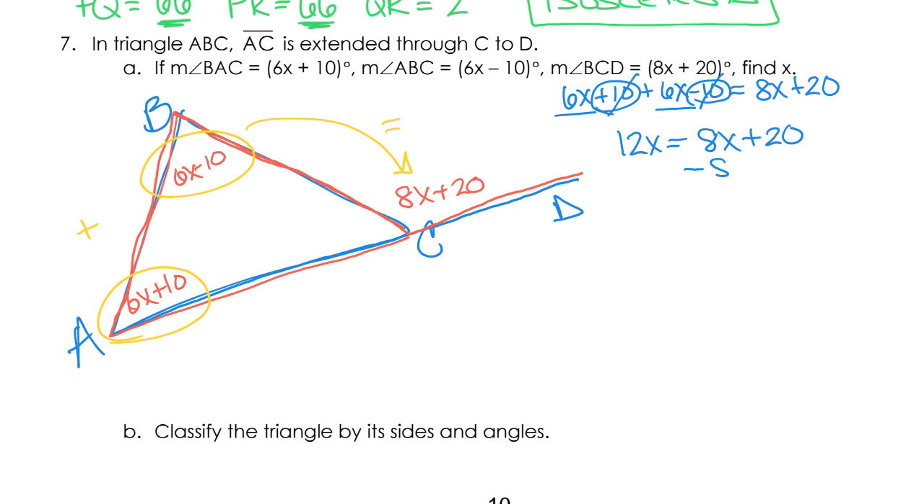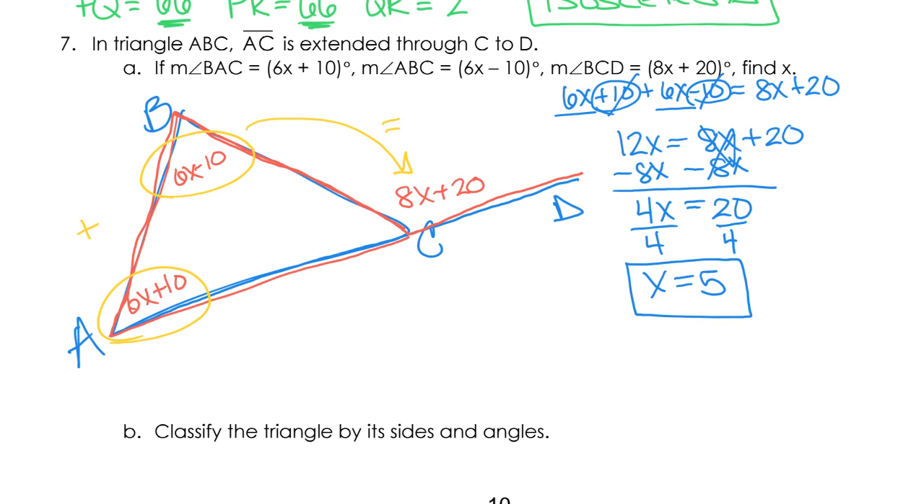I'm going to go ahead and subtract 8x. And I'm going to end up with 4x equal to 20. Divide by 4, and x comes out to equal 5. Okay, and that's actually all they wanted in this first question, so I'm going to box that up.